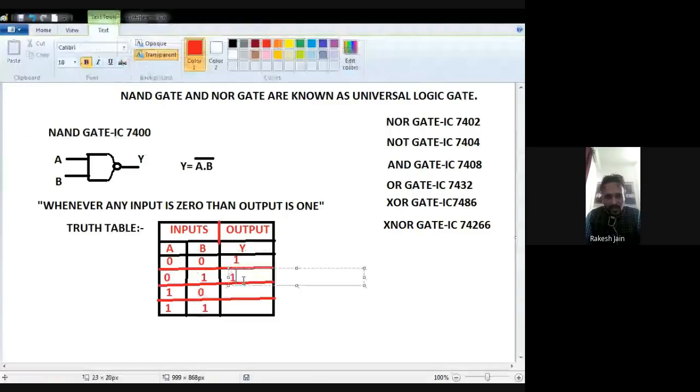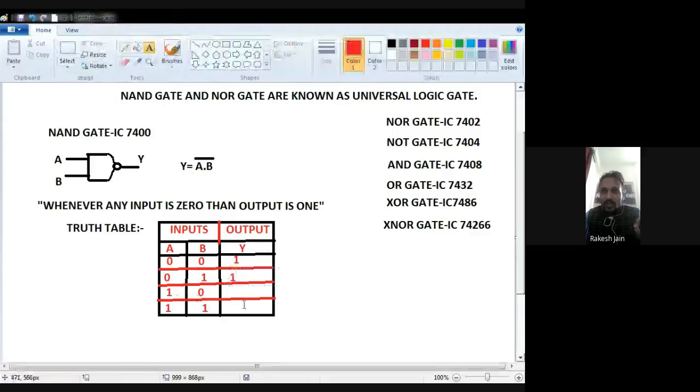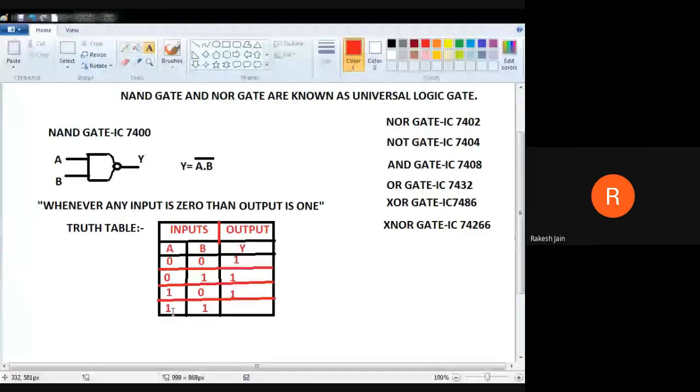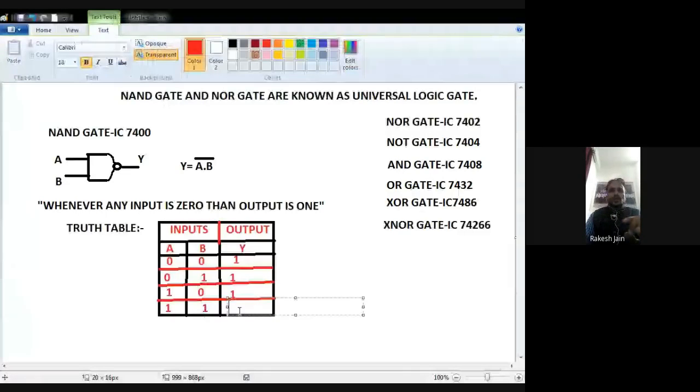So 1 0, you find a 0, so write down 1. Whenever you see any 0, just write down 1 at the output. A is 1, B is 0. Now again you see 0, so write down 1. Now in this case, A is 1, B is also 1, both are 1, no 0 we find, that is why the output is 0. Okay.